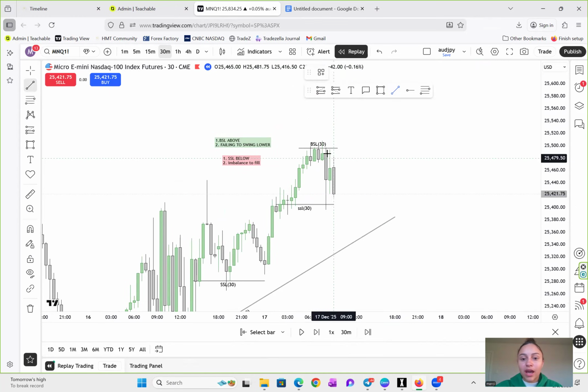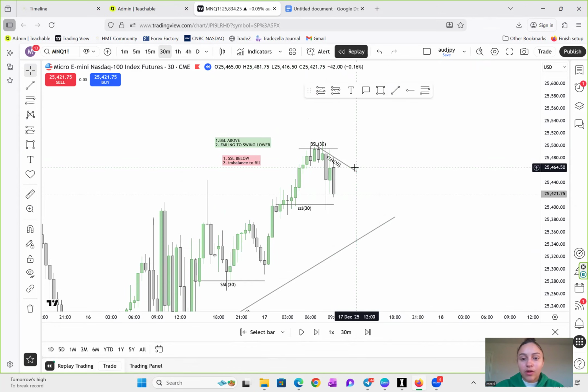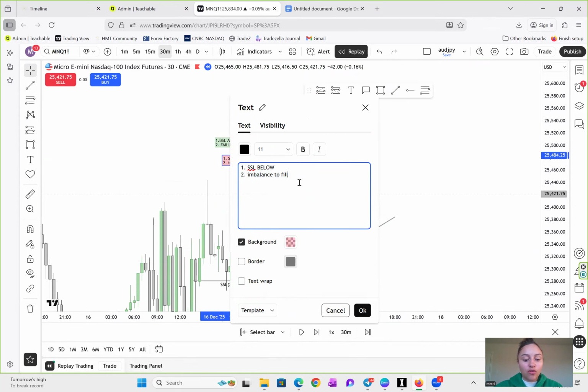I also see that this is a high. This high failed to swing higher than this high. And this low is lower than this low. Price is failing to swing higher and it is beginning to create lower lows and lower highs. Okay, so it looks like overall I do have more confluence for the sell.